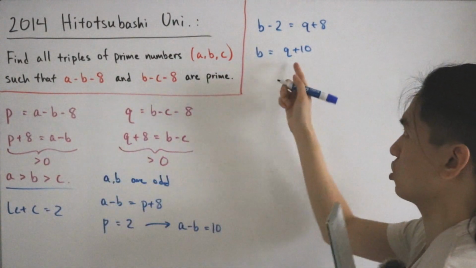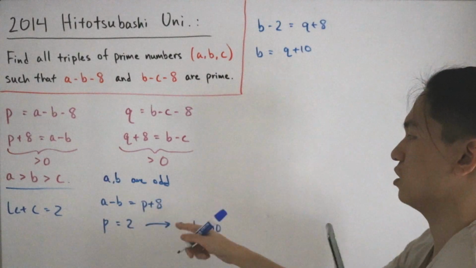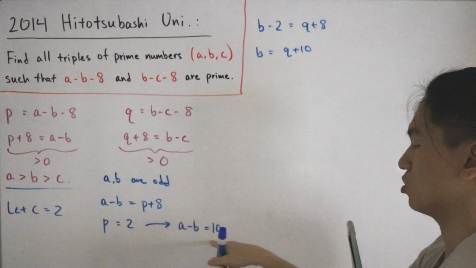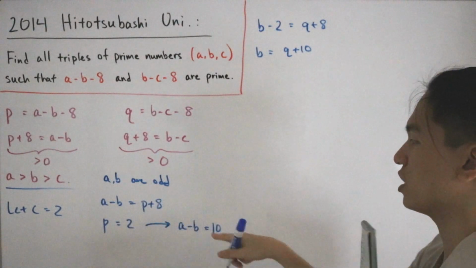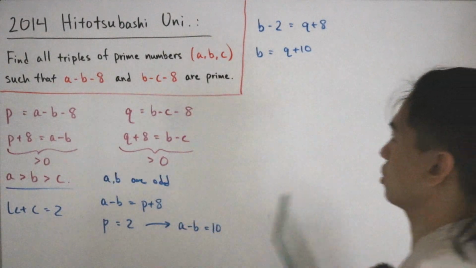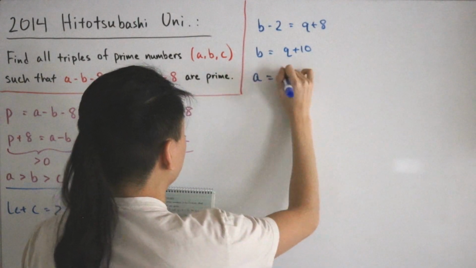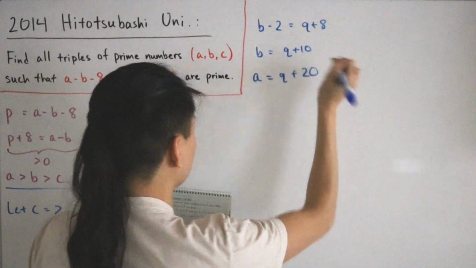So a minus b is equal to q plus 10. Well, let me just add the b to both sides. So a is equal to 10 plus b, put this here. So now we have that a is equal to q plus 20.